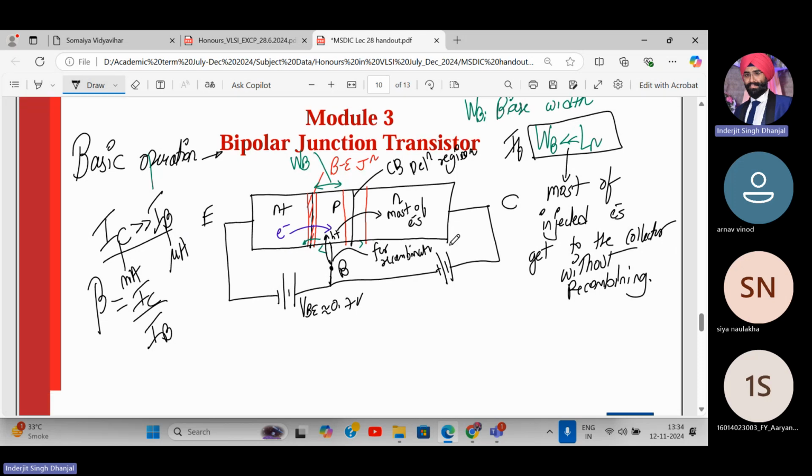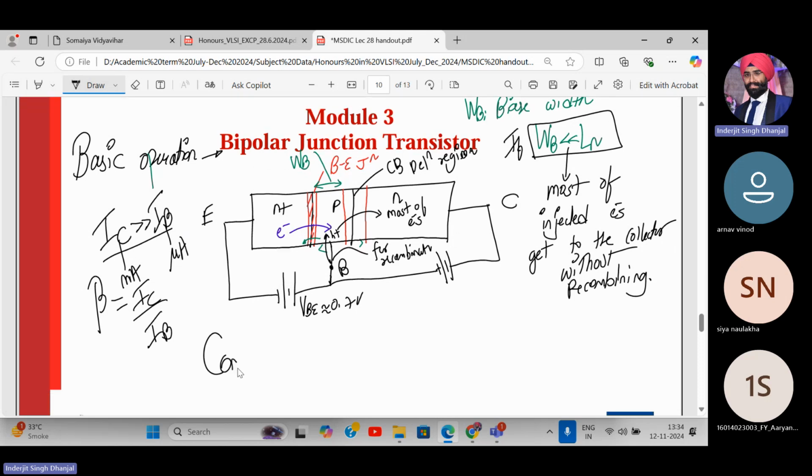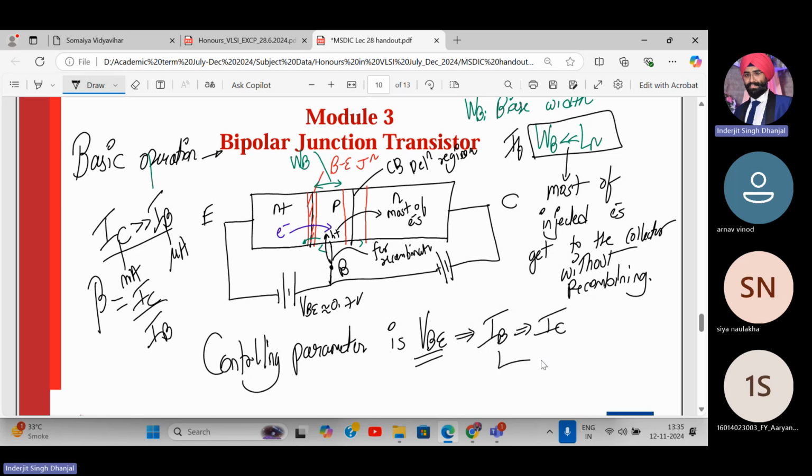Internally, the controlling parameter is VBE. So in this device, your controlling parameter is VBE, which determines the injection level. Usually the device is called a current controlled device, but who is controlling the current? VBE. So basically VBE is controlling IB and IB is controlling IC. That's why it's called a current controlled device. Got it?